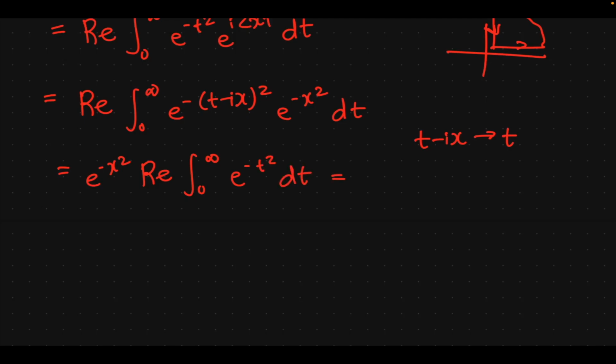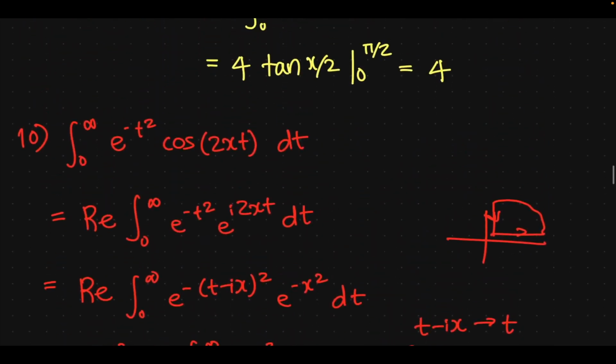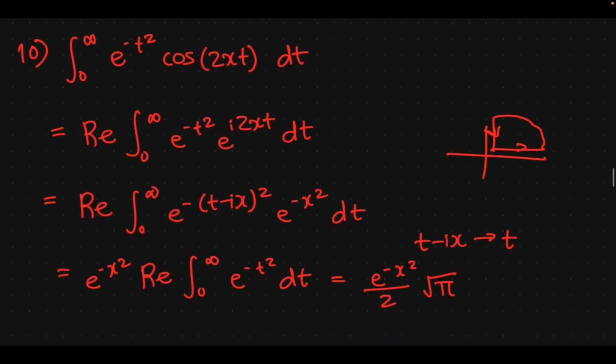which is half the Gaussian integral. So we have e to the minus x squared times square root of pi over 2. And that's perfect. That's brilliant. We've solved the problem. There's many ways of doing it. We could have also taken Feynman integration with respect to x and then gotten some sort of differential equation. But again, this is a very nice way of solving.